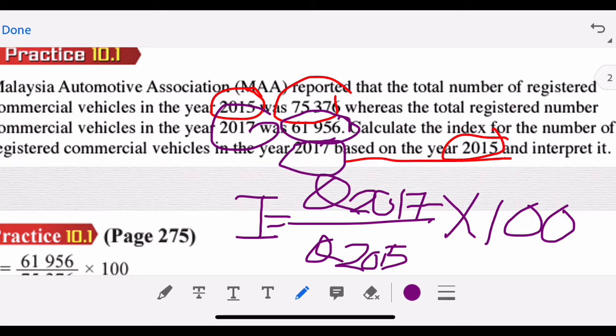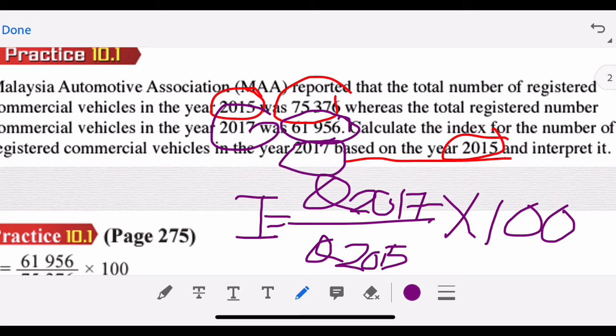100 is not 100%, it is 100, okay? Because it is a number, it's not percent. Because it is index number, alright? So please bear in mind that there is no percentage. So the index number for 2017 based on 2015 is actually calculated based on this formula.